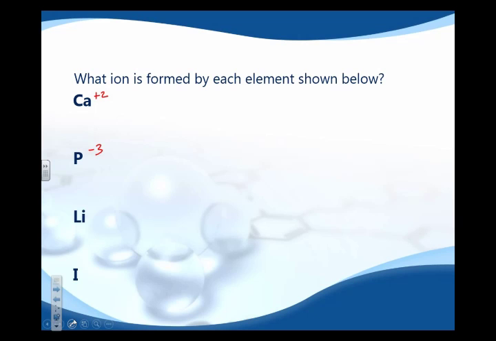Lithium is in one of the alkaline metals. It's in the first column of the periodic table, and it will always lose 1 electron to form +1. We just talked about that. And iodine is a halogen. Fluorine, bromine, chlorine, iodine are all halogens, and they all form -1 ions because they are just 1 away from the nearest noble gas.